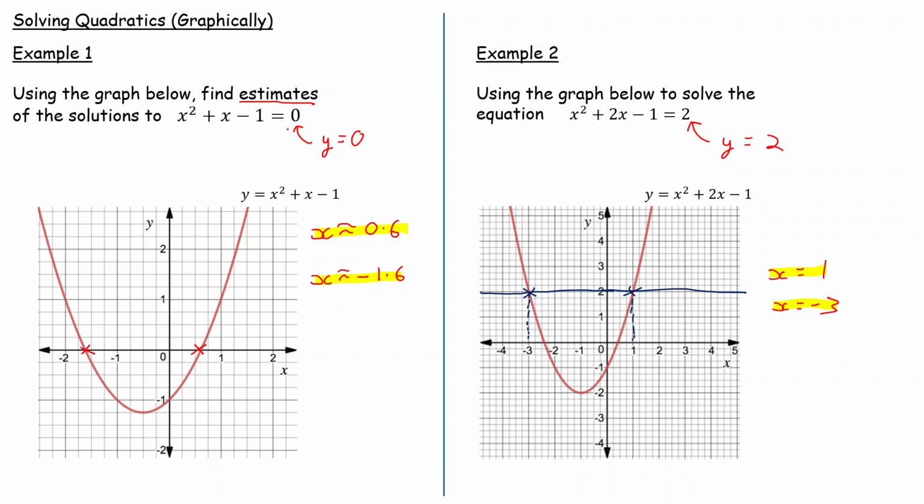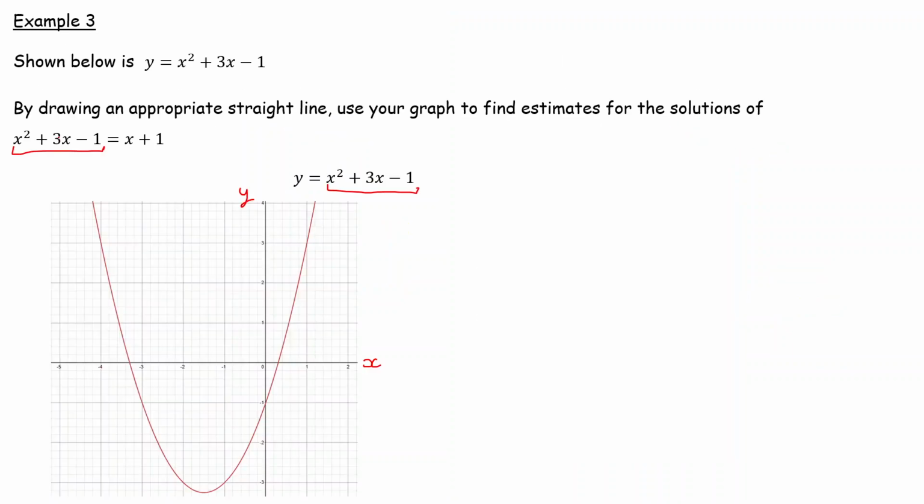Okay, we had 0 and we had 2. This time we've got this thing here, x plus 1. What does that really mean? That just means we need to plot the line y is equal to x plus 1.